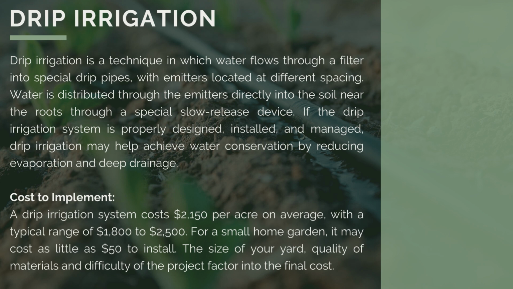A drip irrigation system costs $2,150 per acre on average, with a typical range of $1,800 to $2,500. For a small home garden, it may cost as little as $50 to install. The size of yard, quality of materials, and difficulty of the project factor into the final cost.